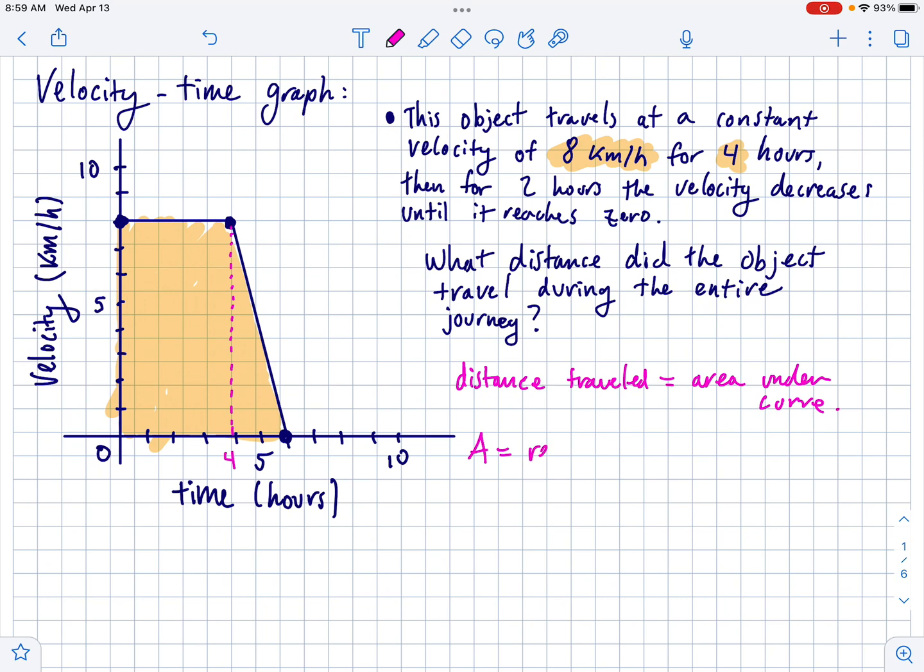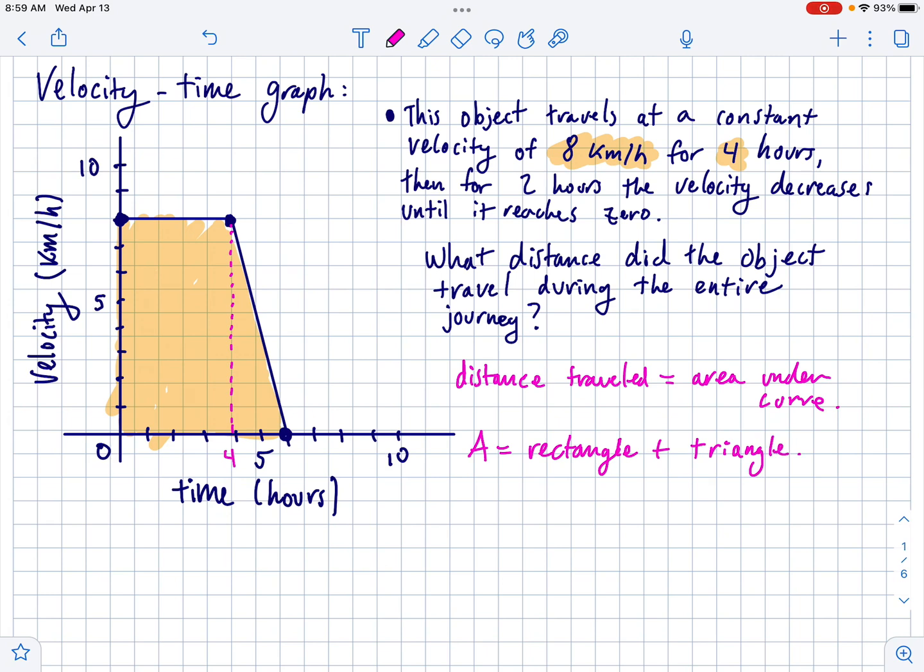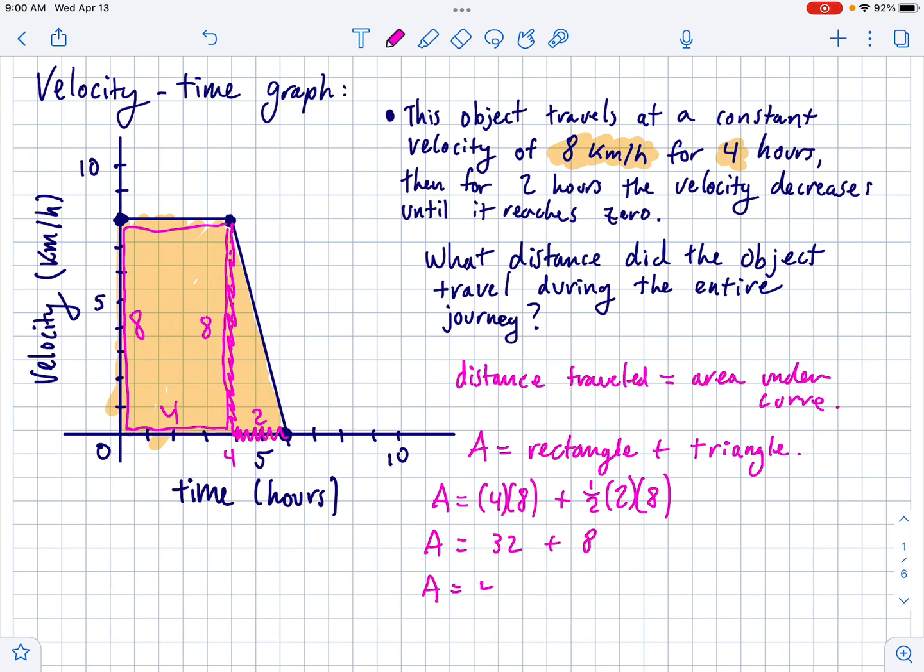To find the area, we're going to do the rectangle plus the triangle. So the rectangle right here is 4 by 8. So this area is 4 times 8. But then we have to add on the area of the triangle, and the triangle has a base of 2 and a height of 8 here. So this is 2 and this is 8. So a triangle is 1/2 base times height. When you add that all together, I believe this is 32 plus 8, which is 40. So area equals 32 plus 8, so area is equal to 40.